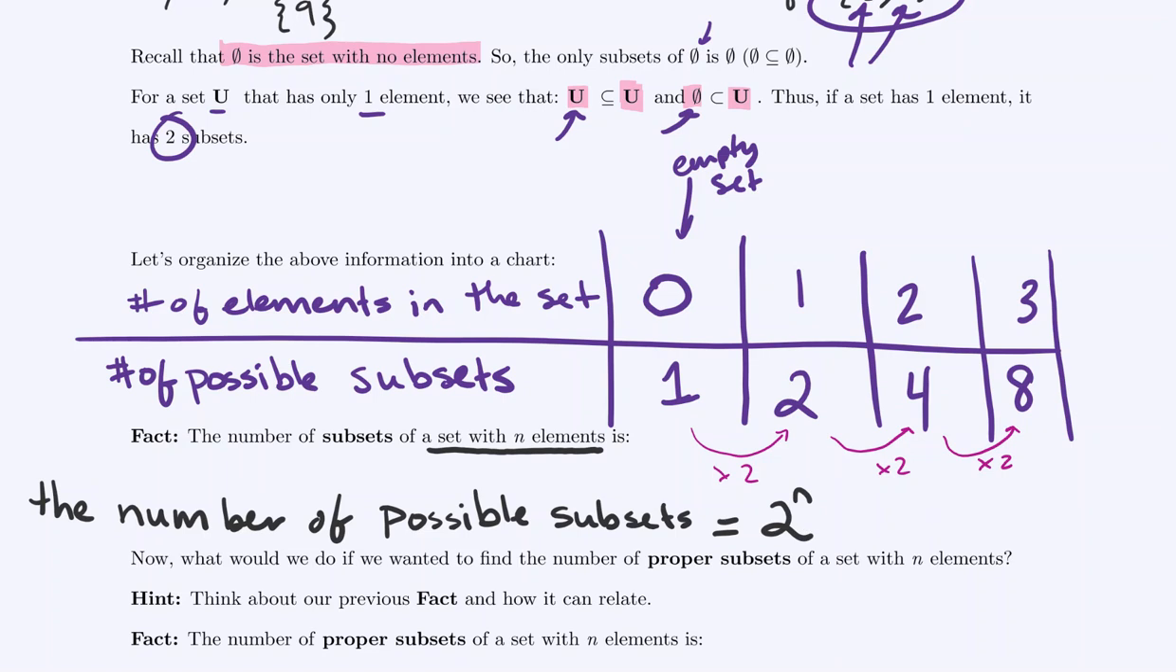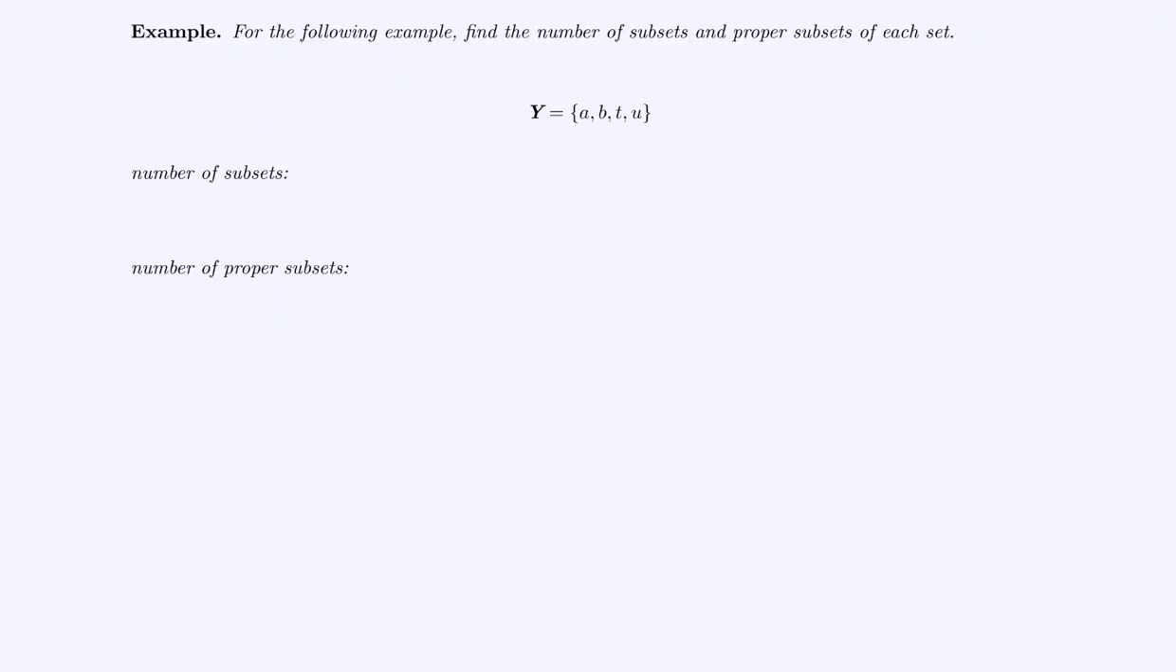Let's look at an example using this formula first. For this example, which I just turned to on the next page, we'll go back to the previous page in a second, but let's practice using this formula. It says find the number of subsets and proper subsets of this set. We just learned that the formula for the number of subsets is 2 to the n, where n is the number of elements in the set.